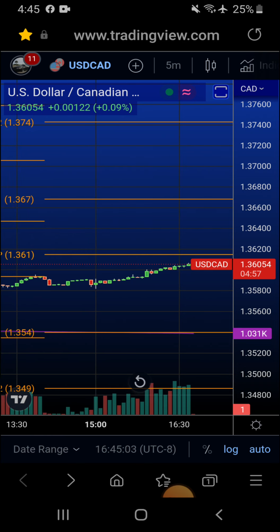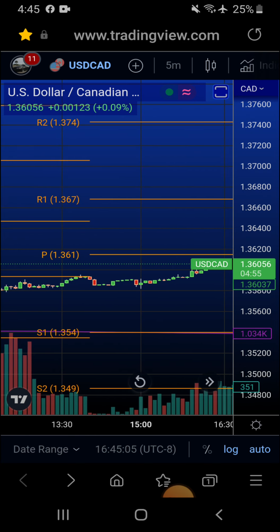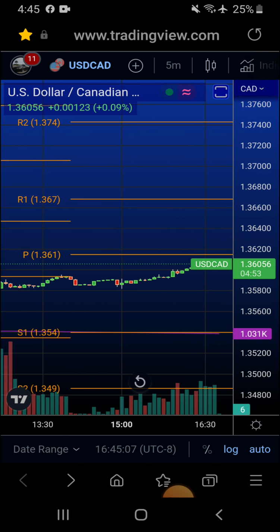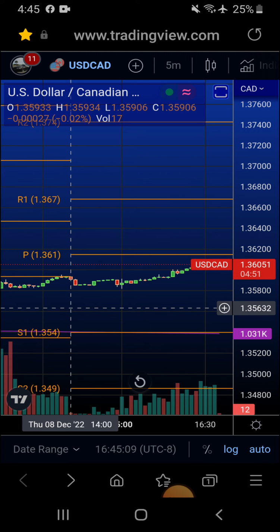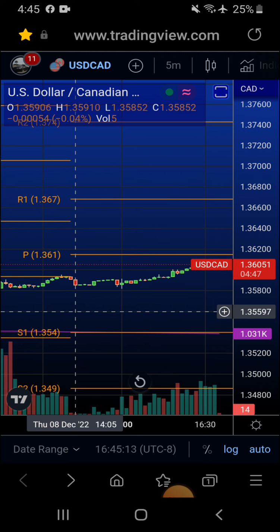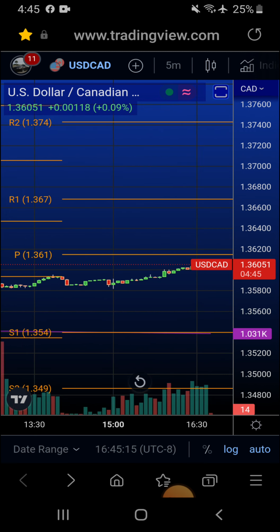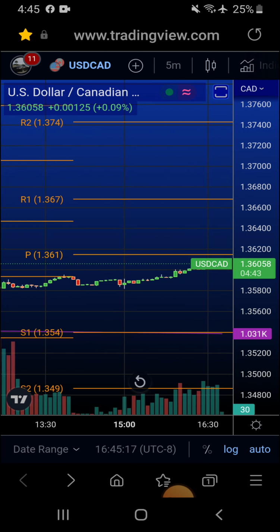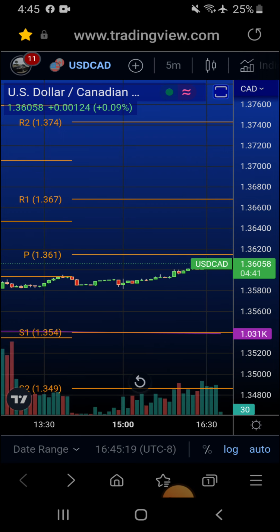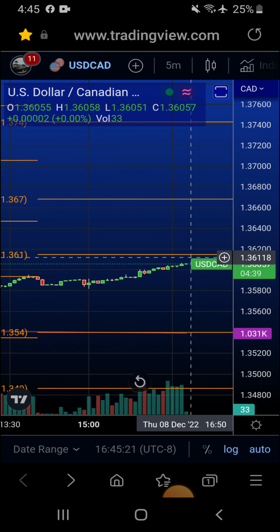So here we got a pivot starting at the new day here, 1400 hours my time. That's about 5 o'clock New York time. So that's 2 o'clock my time. We had the day start below the pivot, which is interesting. So now we're retracing back to the pivot.